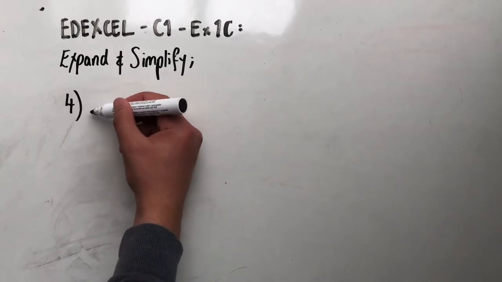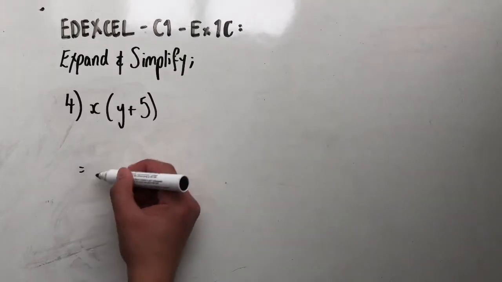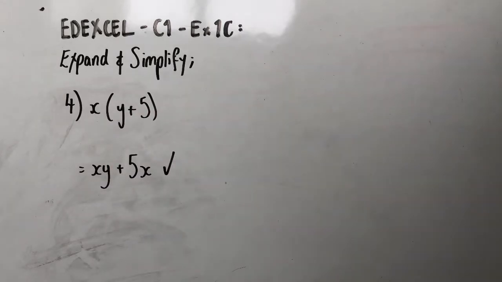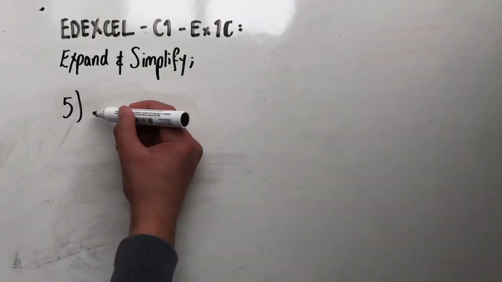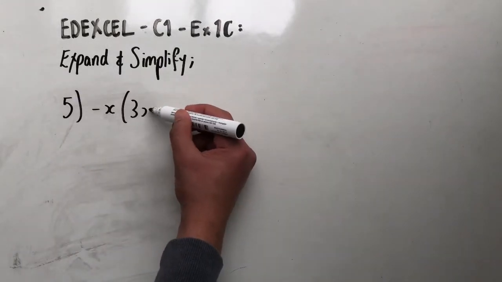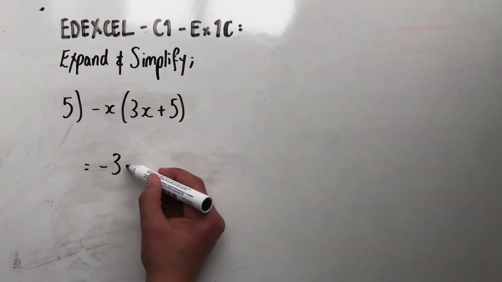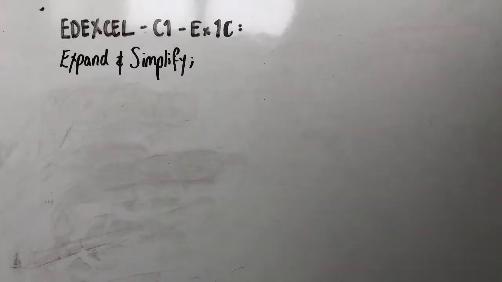Question 4 is x open brackets y plus 5. With this one, we just times x by the y to get xy. x times the 5 is 5x. And there's your answer. Question 5 is negative x open brackets 3x plus 5 close brackets. Same again, times the negative x by the 3x and we get negative 3x squared. Negative x times 5 is negative 5x.